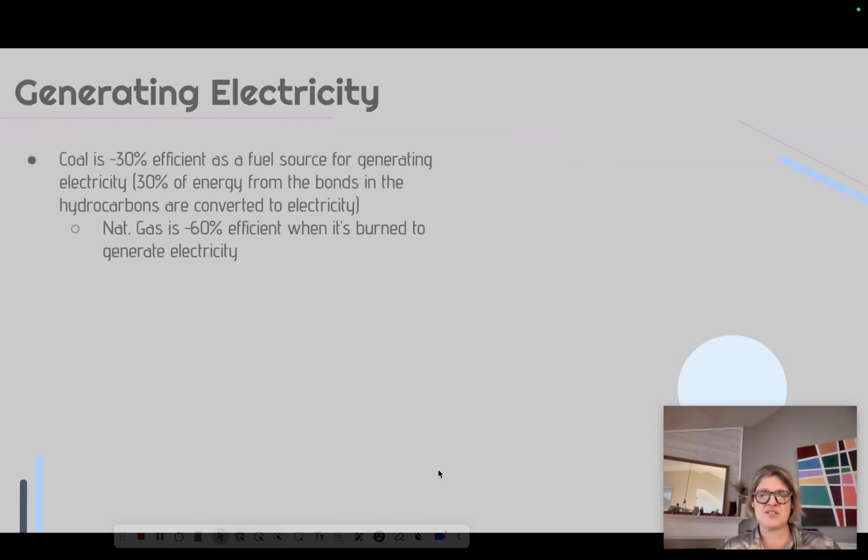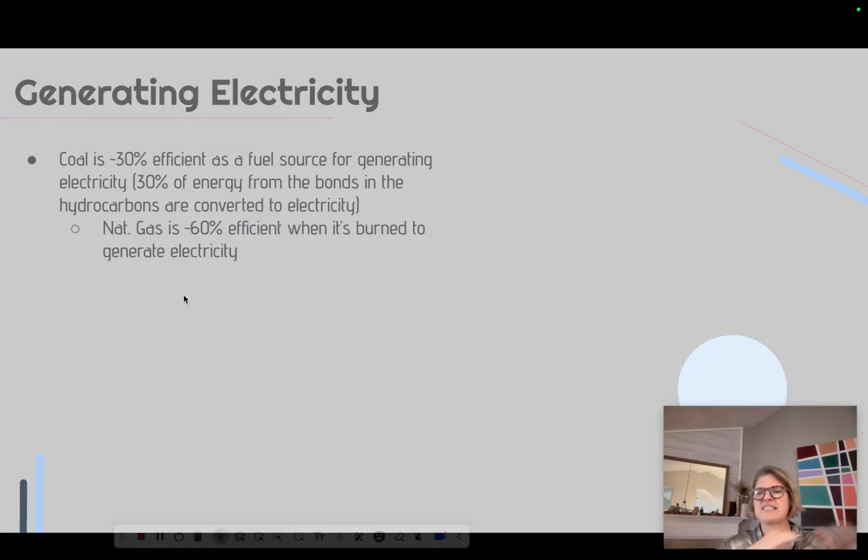A pro, it does generate electricity. So this is a positive for using coal. It is only about 30% efficient as a fuel source. When we burn the coal, you can imagine we're using energy, so that decreases from the 100% amount of energy we would get from the coal. And so we have to burn it, and that's going to cut down on its efficiency. And then, how much power can we actually harness from that coal? It's only about 30%. And so natural gas is much more efficient when we burn it.